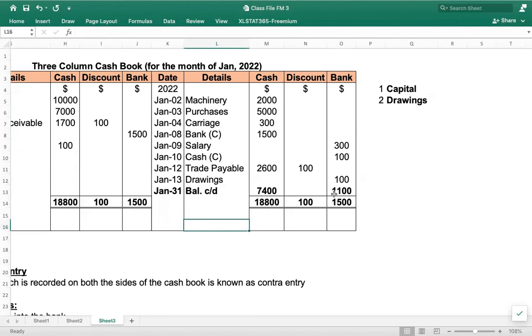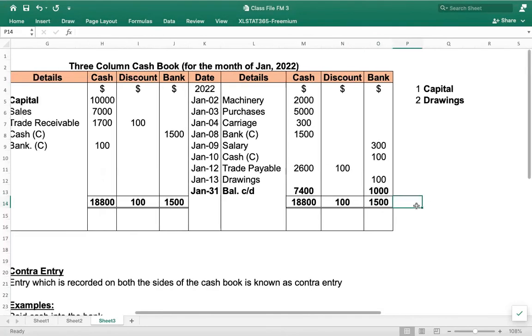Now what will be the bank balance after this $100? Once he has withdrawn the $100, what will be the balance then? Then it's going to be 1,000. Yes, the new balance will be 1,000. I hope you understood.